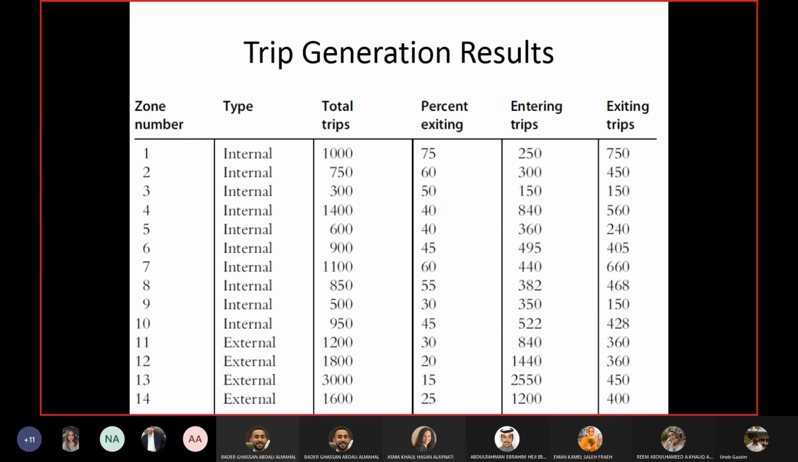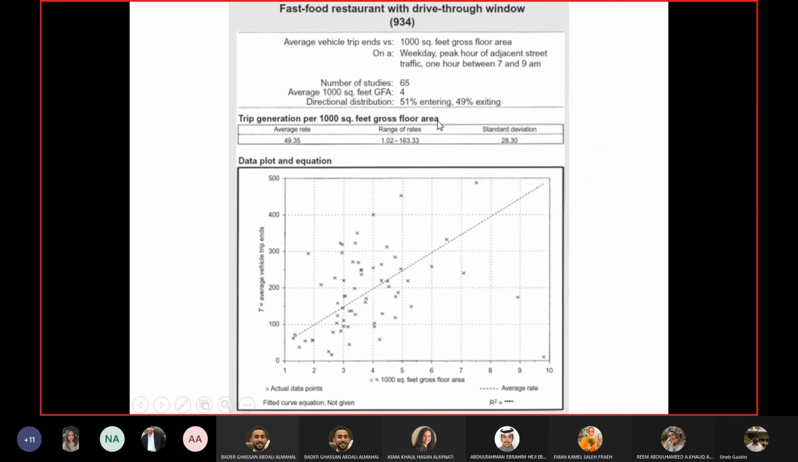So for each area they have calculated the total number of trips using the ITE manual. And you know that in the ITE manual they have given the trips entering and the trips exiting as well, right? So whatever T value you calculate, then you can divide the T value in these two percentages, the number of trips entering the area and the number of trips exiting the area.